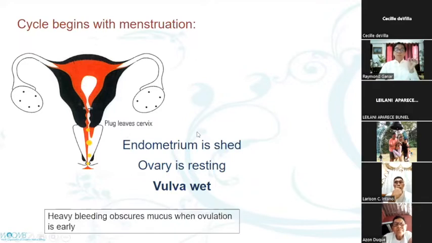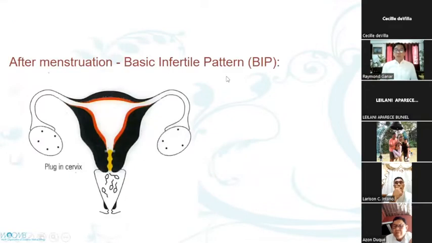Heavy bleeding obscures the presence of mucus because ovulation might take place early in the cycle and it might happen during the days of menstruation. Look at the box below the PowerPoint presentation. Heavy bleeding obscures mucus when ovulation is early. So cycle begins with a menstruation. Okay, let's continue.